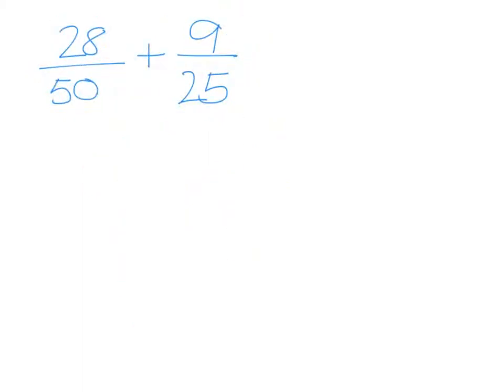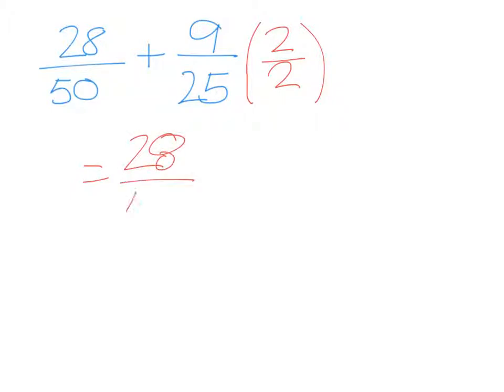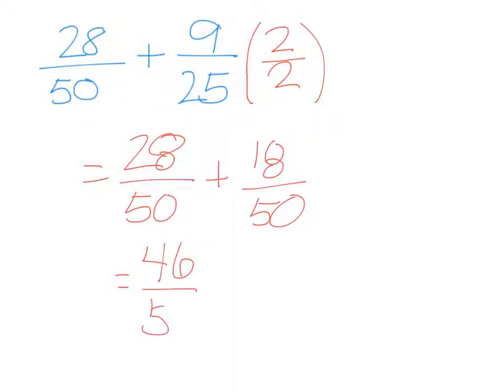Let's try one more of addition. So here we have two numbers that are both multiples of 50. One is already 50, so we only have to change the second fraction. To get it to have a common denominator, we're going to multiply it by 2 over 2. There we'll get 28 over 50 plus 18 over 50. Now we just have to add the top. When we add the top, we get 46 over 50.